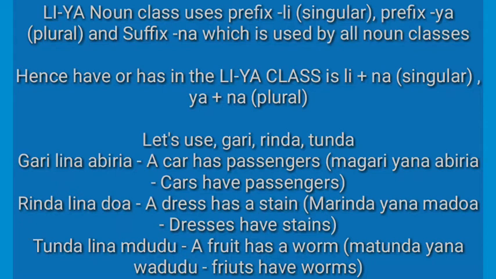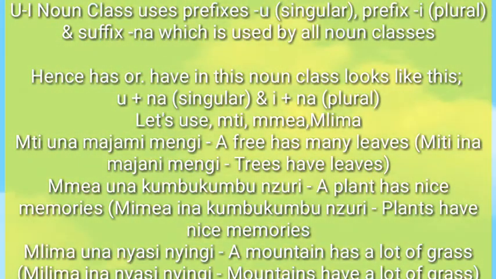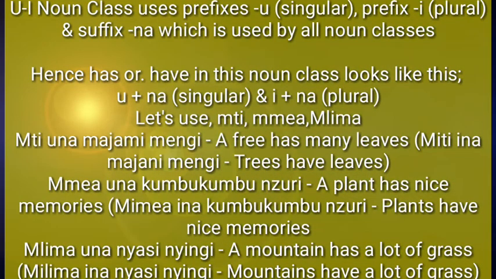So let's use gari, vehicle, nguo, a dress, tunda, a fruit. An example: gari lina abiria. A car has passengers. Abiria are passengers. Plural: magari yana abiria. Cars or vehicles have passengers.